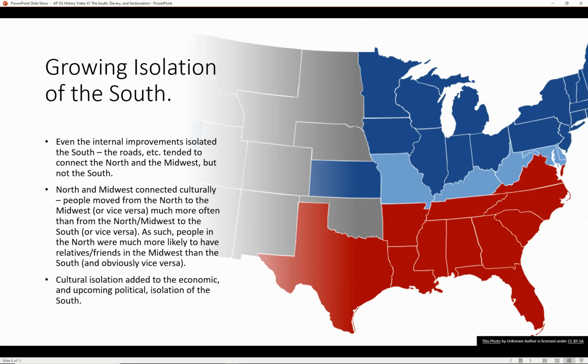As such, people in the North were much more likely to have relatives and friends in the Midwest than in the South, and obviously vice versa. Cultural isolation added to the economic and upcoming political isolation of the South.